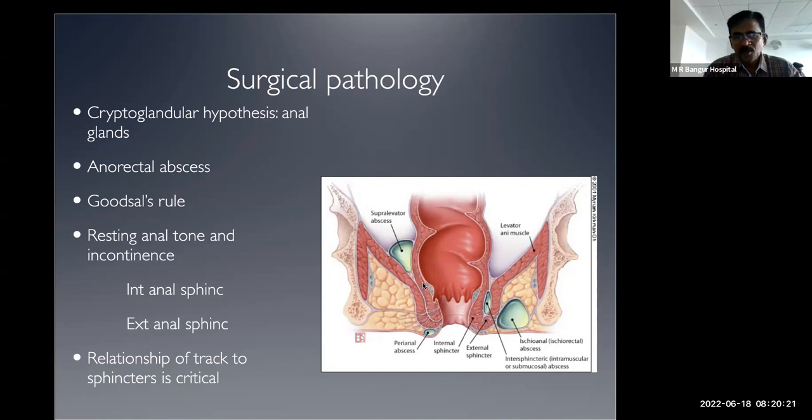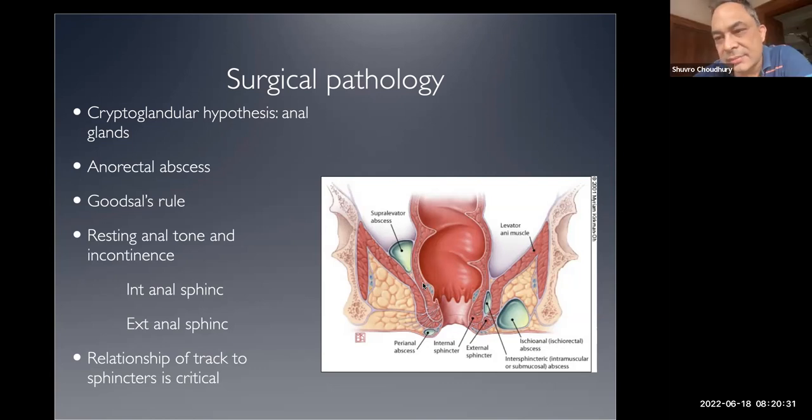The point is, when you have a high extension of the fistula, it is said that this higher extension does not have an internal opening. The internal opening is at the dentate line where the crypt starts. Yes. And then if you find a fistula which is literally going higher up, you can just cure it. So that is the point.